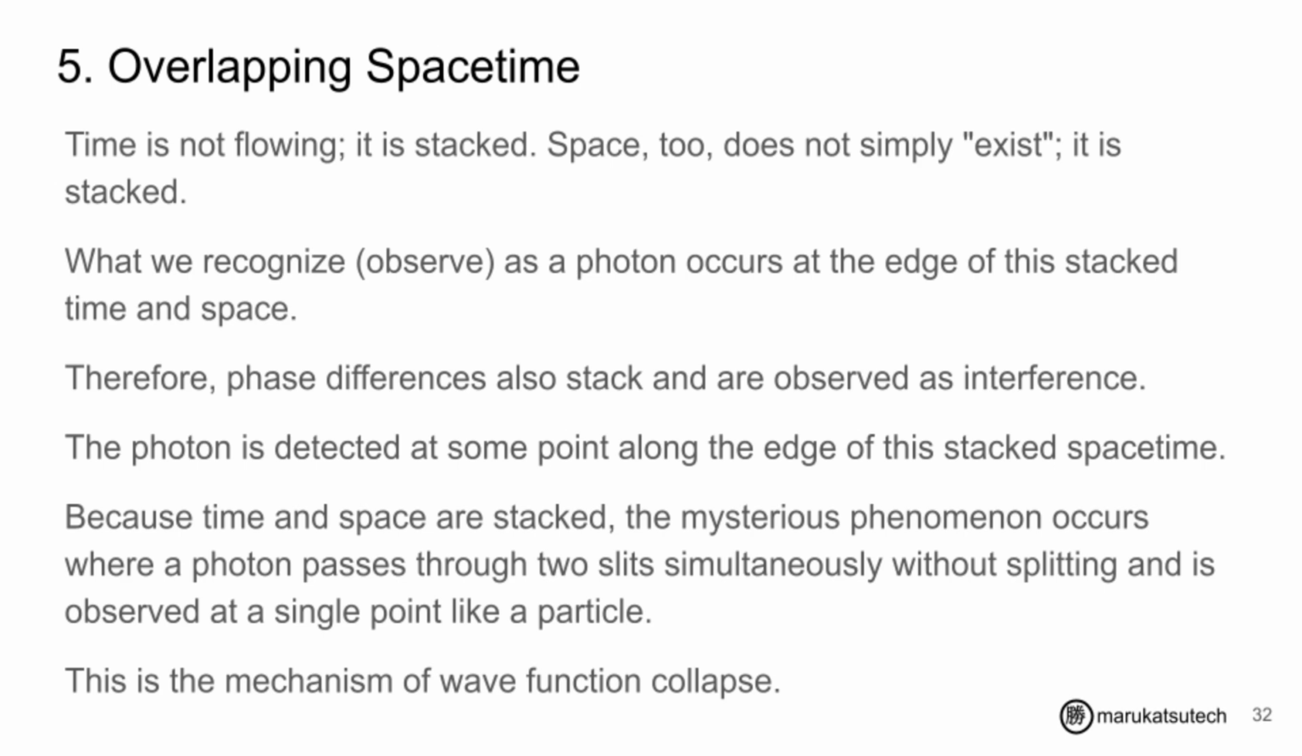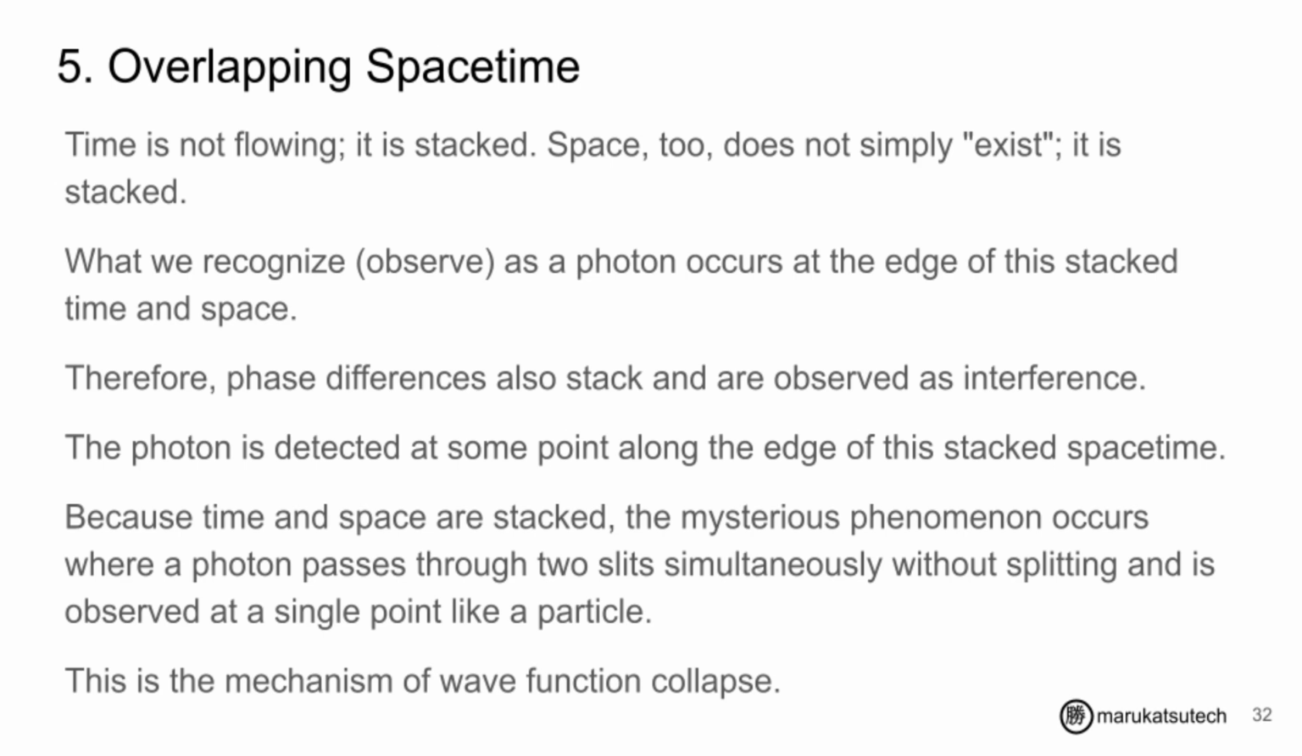Time is not flowing, it is stacked. Space, too, does not simply exist, it is stacked. What we recognize, observe, as a photon occurs at the edge of this stacked time and space. Therefore, phase differences also stack and are observed as interference. The photon is detected at some point along the edge of this stacked spacetime.